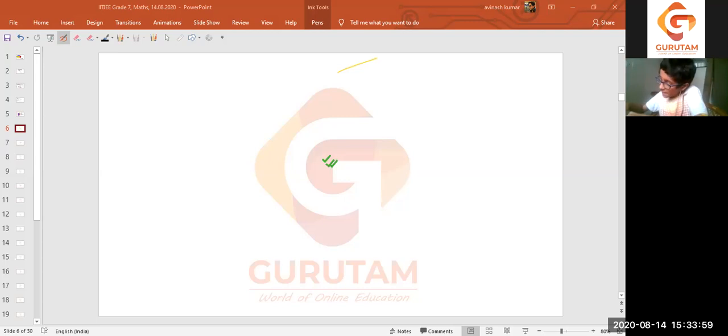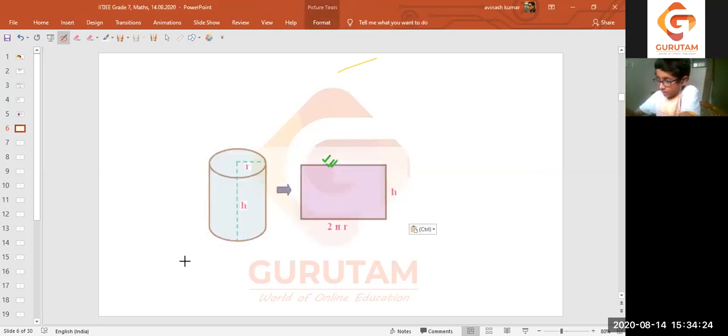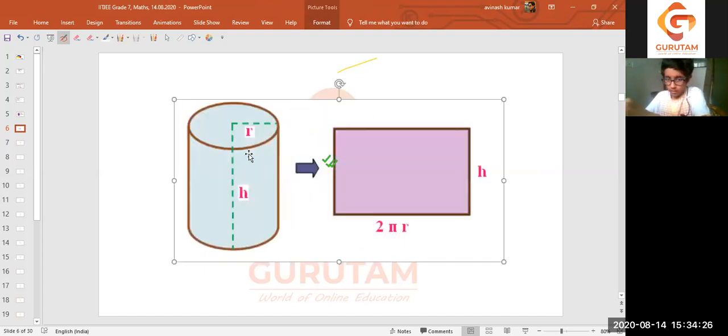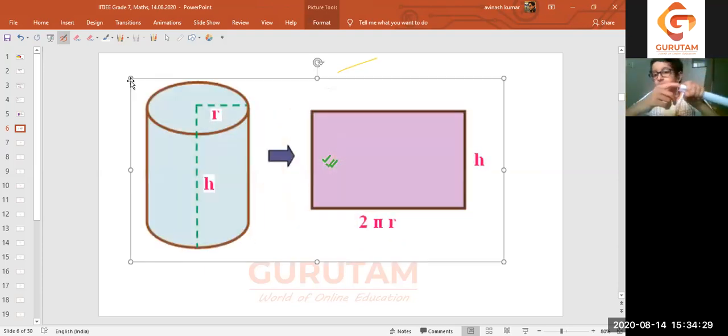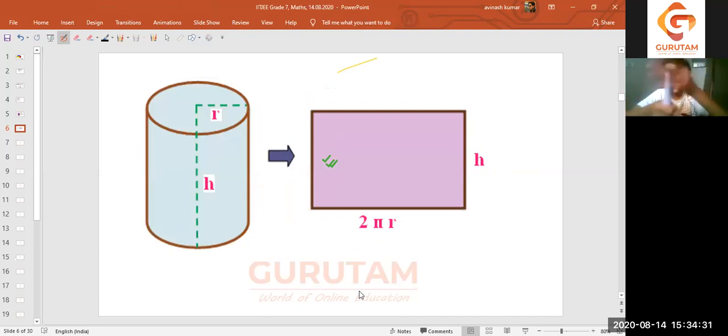If I roll it up, I will get a cylinder, no? Whatever you have rolled, that is the cylinder, and that is your curved surface area. You can see this hollow you are getting. This is the top, this is the bottom, and this much is the CSA.